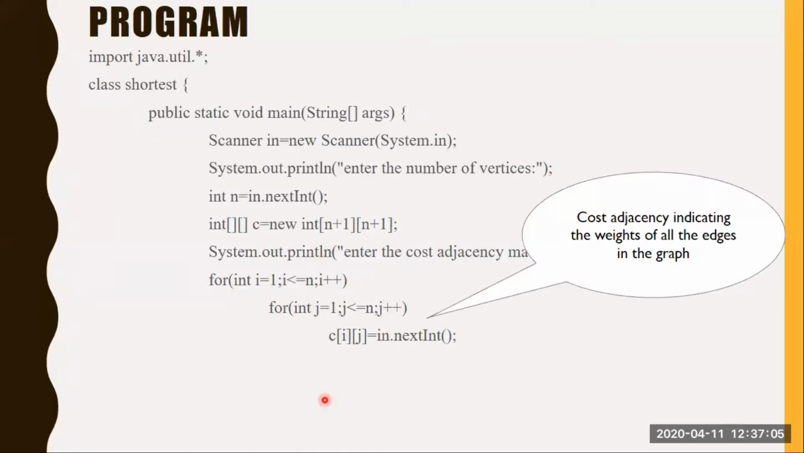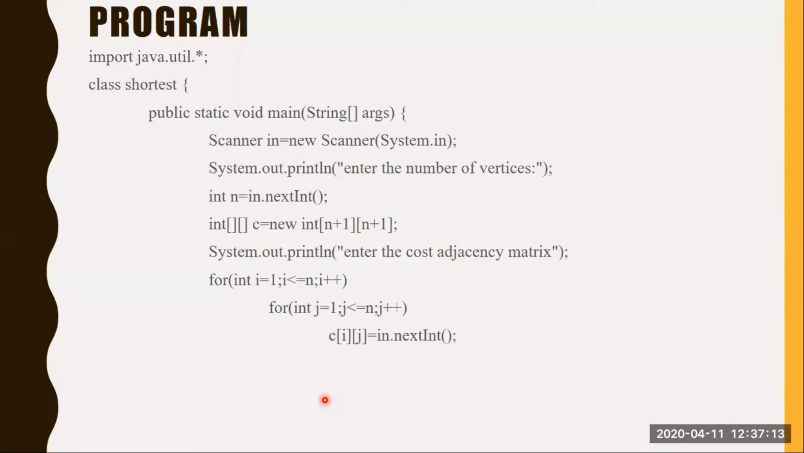Now, after you accept the cost adjacency matrix, the next thing we need is which source we are starting from. So how do we accept the source node? We'll accept the input of that particular source node. This source node can be the first node, second node, third node, whichever node you want to start from. But from one source, we are starting and finding the shortest path to all the other nodes.